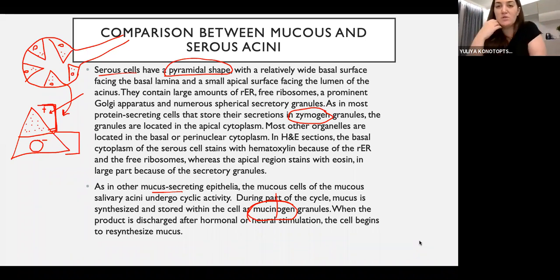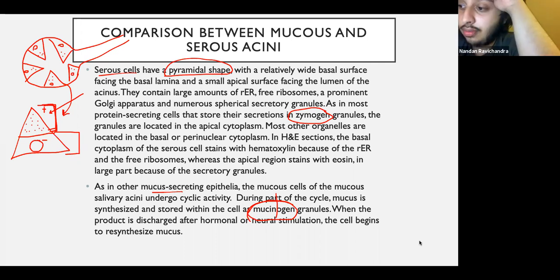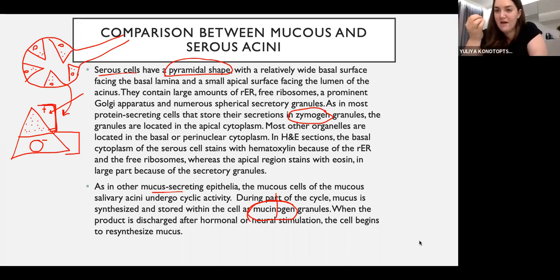So if I ask you this question, what exactly washes away during fixation and clearing? How would you say it? Mucinogen. Mucinogen is being washed away. So that's the answer for a 5. Not just mucus, not just sugar, you have to say exactly which one. And this is mucinogen. Okay, what will you use to stain mucinogen?